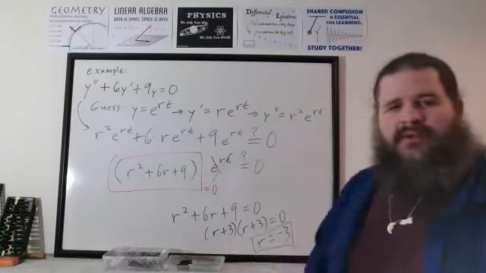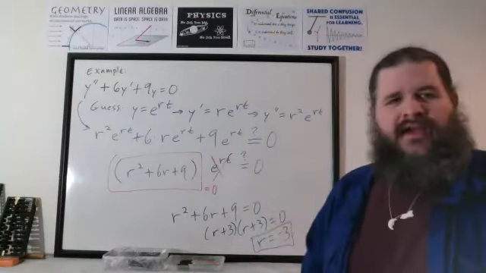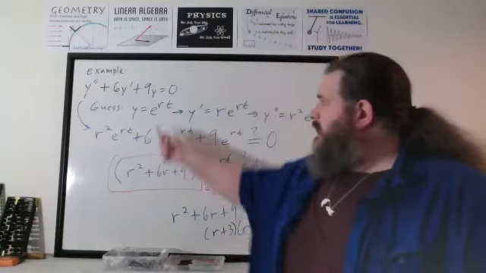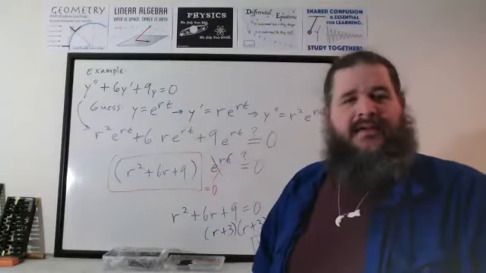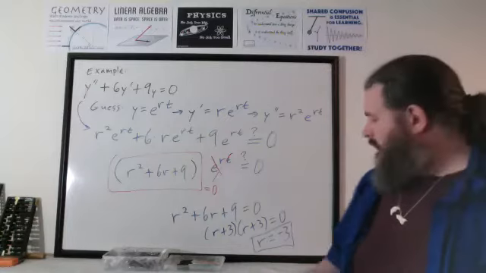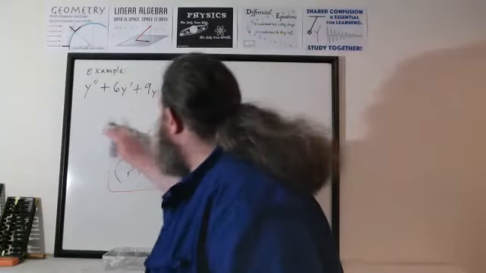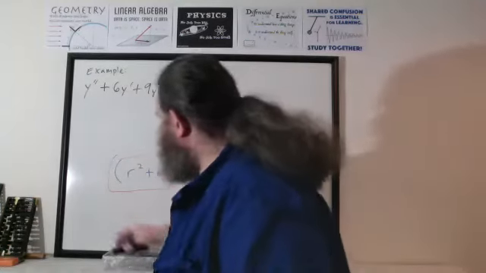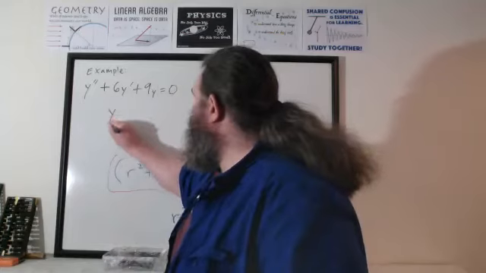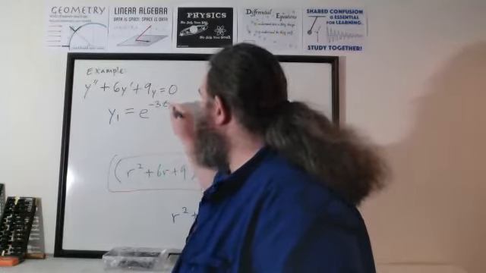In many cases, we would expect a quadratic to have two solutions. Like if the solutions were, let's say, 2 and 5, we'd end up with e to the 2t and e to the 5t. In this case, though, we just get one solution, e to the -3t. So that's our solution. Let's call that y1. y1 equals e to the -3t.